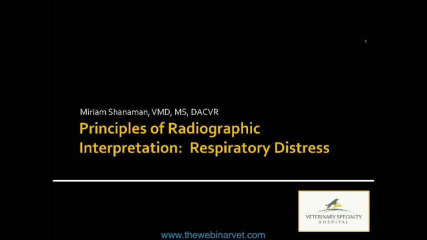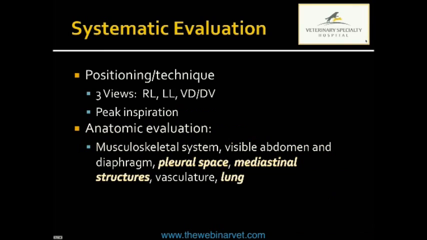So similar to abdominal radiographs, we want to be extremely systematic when we're going through our thoracic radiographs. The standard is always to take a 3-view thoracic series, right lateral, left lateral, and then either a ventrodorsal or dorsal-ventral view, depending on the patient's tolerance for positioning and perhaps whether or not you're evaluating cardiac structures and that type of thing.